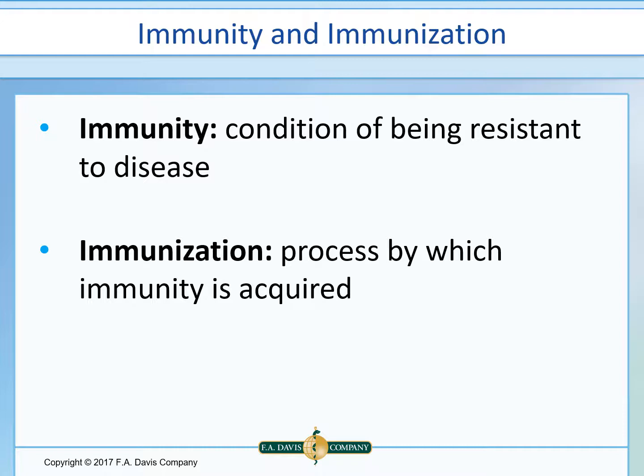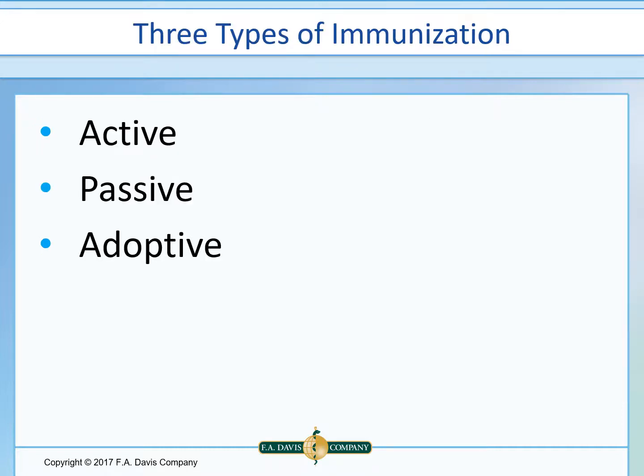So, what is immunity? We looked at this definition before, but it's the condition of being resistant to disease. Immunization is the process by which immunity is acquired. There are three types of immunization that we'll discuss further. Active immunization occurs with a specific antigen, and this can be by either natural exposure or administration of a vaccine.